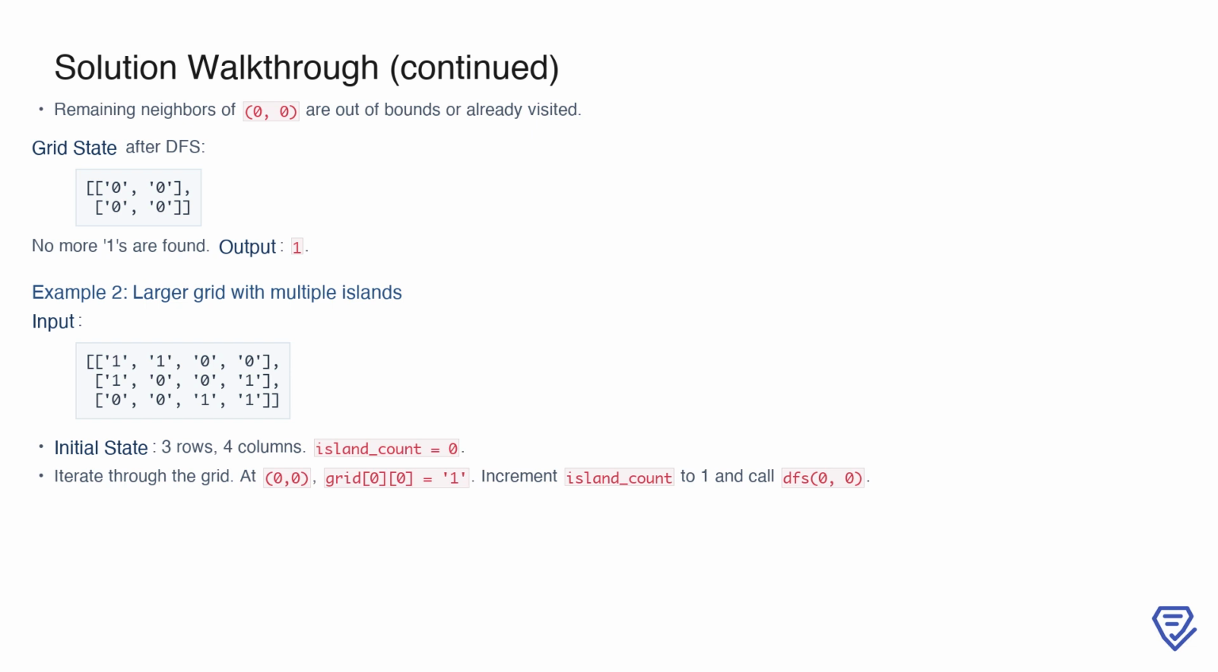The DFS traversal has transformed the grid entirely into water, as all connected 1s have been visited and marked as 0. The resulting grid state is a 2x2 grid of all zeros. Since no additional 1s remain in the grid, we determine that there is only one island. The output for this example is 1.